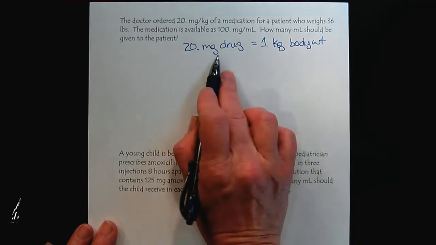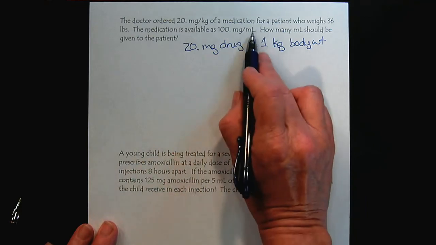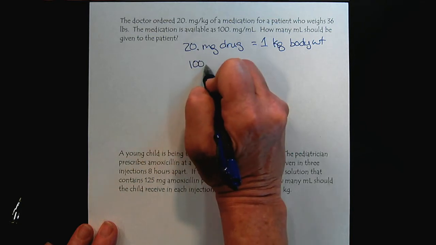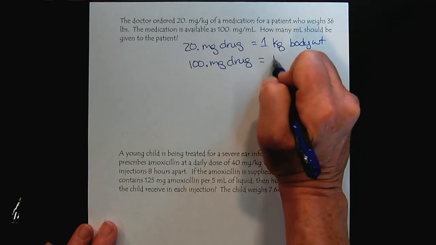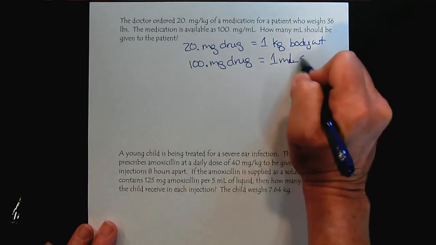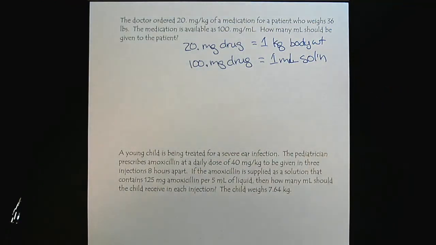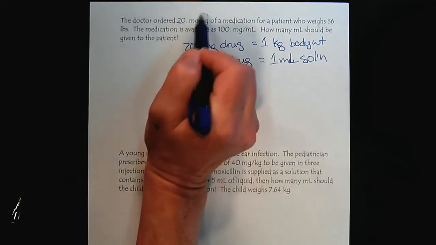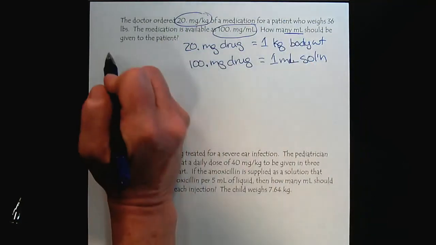And then we need some more information about the drug, because the drug is not administered as a solid, it's administered as a solution. So we know that there are 100 milligrams of the drug in every milliliter of the solution. And so the solution is what's actually going to be given to the patient. It all starts with the body weight, right? So we've talked about this conversion here and this conversion here. We're trying to find a volume.